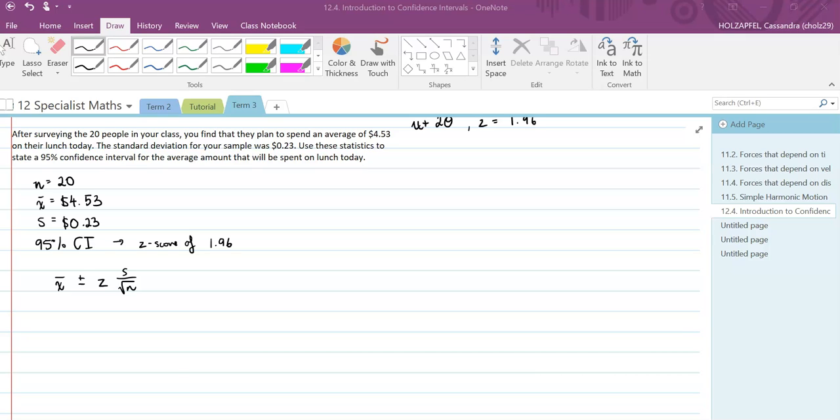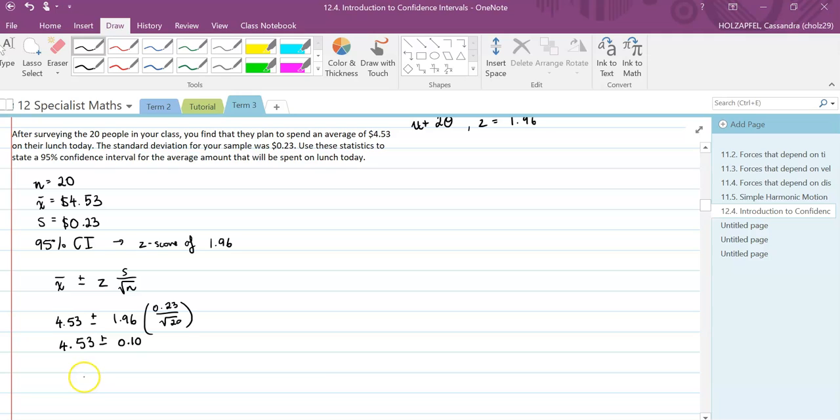I've decided to use the sample mean because I'm looking at a sample of classmates. I'm not looking at the entire school. That means I'm also going to use the sample standard deviation. A 95% confidence interval will have a z-score of 1.96. Substituting each of those values into my formula, I can get an upper and a lower limit. So here we have 4.53 plus or minus 1.96 multiplied by 0.23 over the square root of 20. Simplifying, this becomes 4.53 plus or minus 0.10.